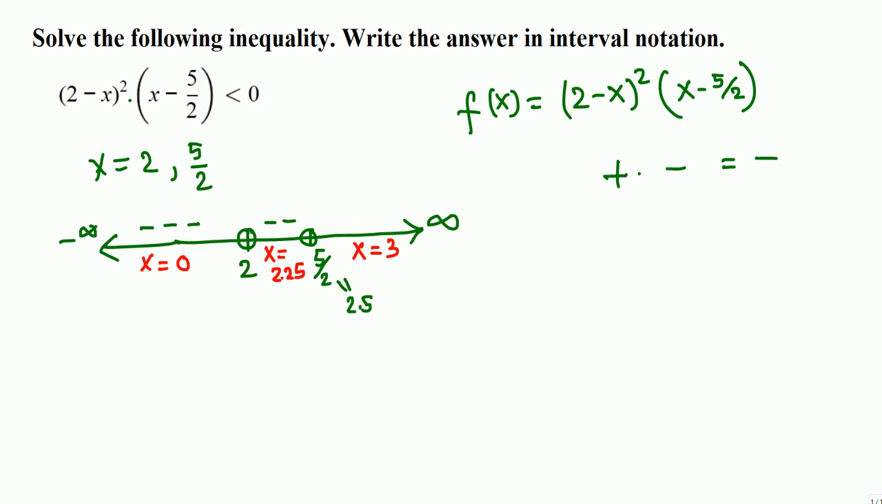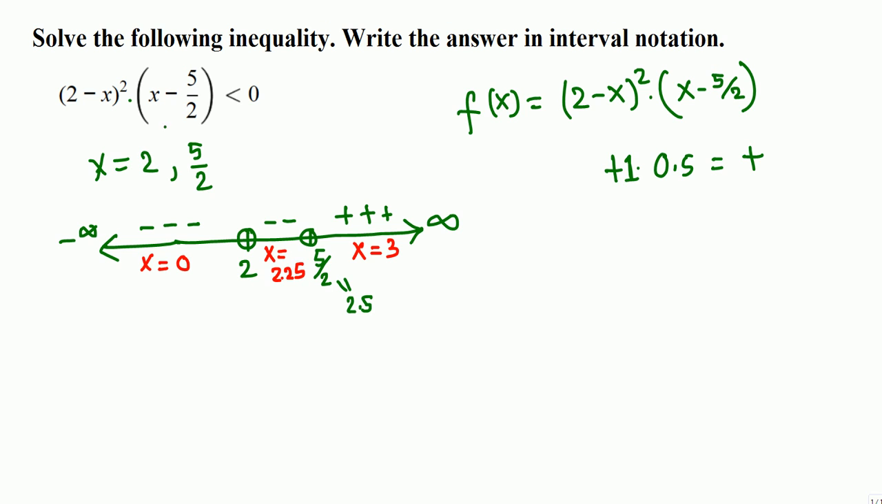Now test the third interval, x equals 3. We said a square means no matter the value of x, this will always be positive. Or you can check 2 minus 3, which is negative 1. Negative 1 squared is positive 1, times 3 minus 2.5. 5 halves is 2.5, and 3 minus 2.5 is 0.5. In any case, this is plus, and this is also plus. When we multiply, we get a positive number.